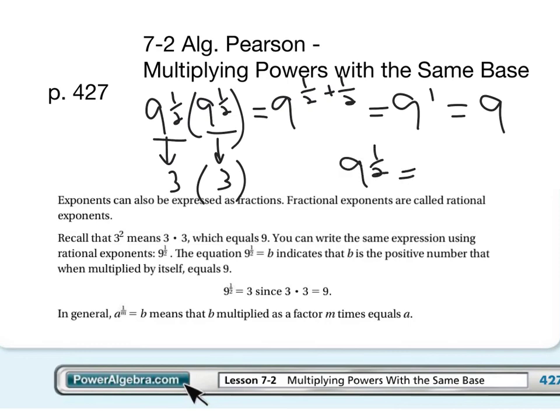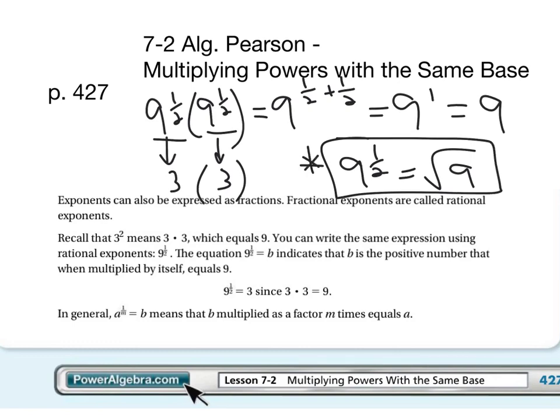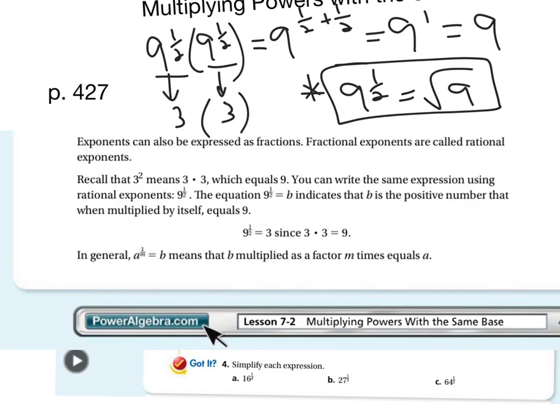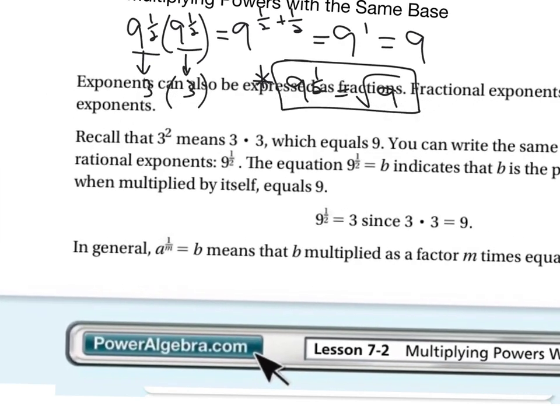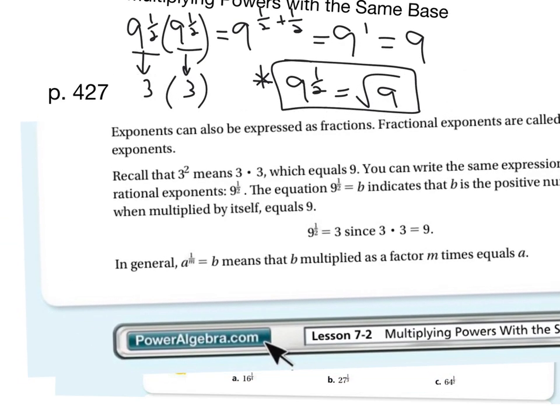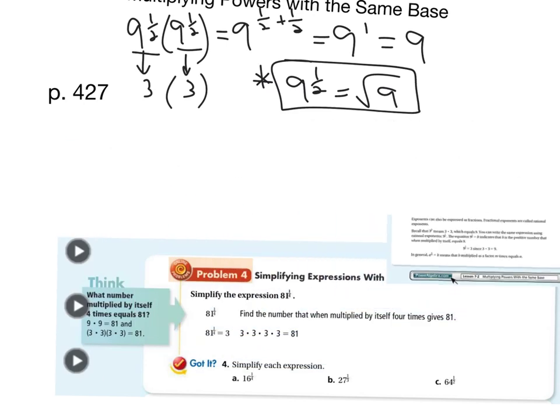then 9 to the 1/2 power, if you have something to the 1/2 power, that's the same as the square root of that number. And then the last thing they talk about on this page is that in general, a to the 1 over m means b multiplied as a factor m times equals a.